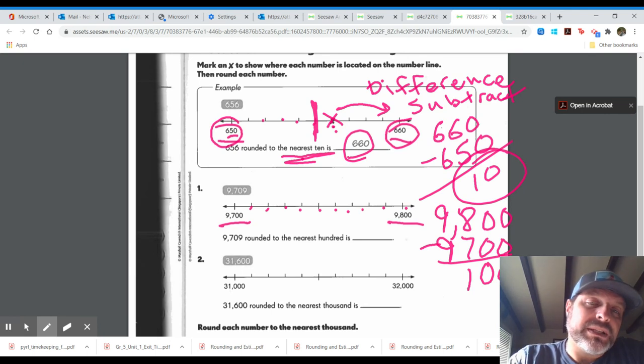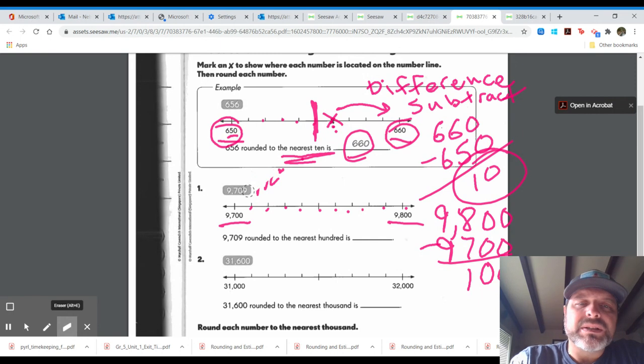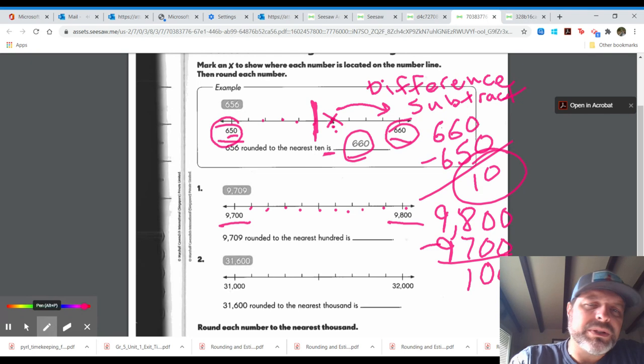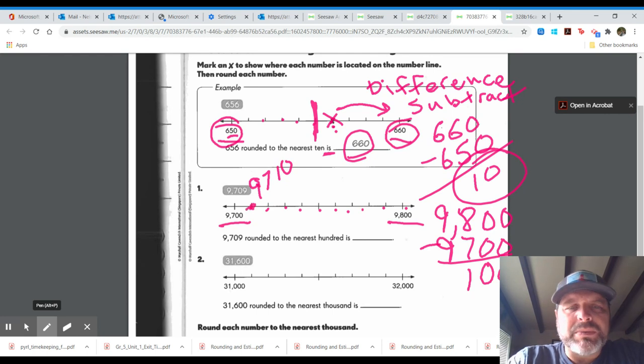So like this would be 9,710. Oh my gosh, this is terrible. So right there would be, I'm sorry, let me see if I can write this in really small. So 9,710. So 9,710 right there. That's this one, okay?